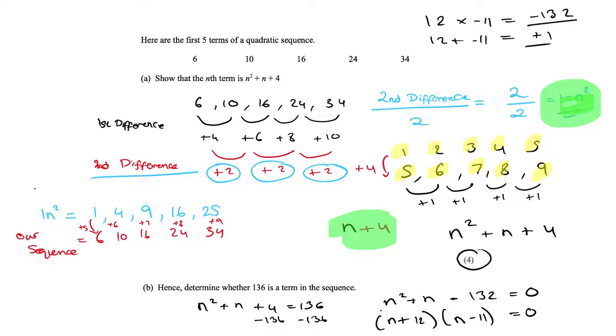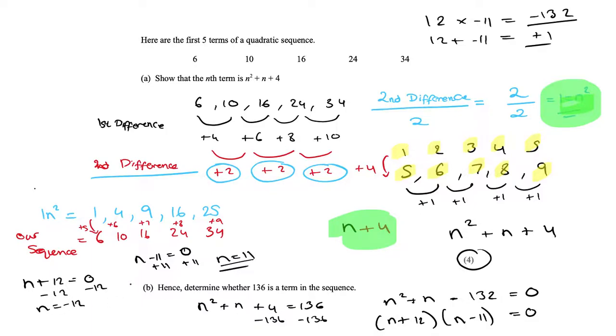So if we look now, we need to solve for n. So we just make them equal to 0. So n plus 12 is equal to 0. Subtract 12 from both sides, n is equal to negative 12. And the other one, n minus 11 is equal to 0. Add 11 to both sides, n is equal to 11.